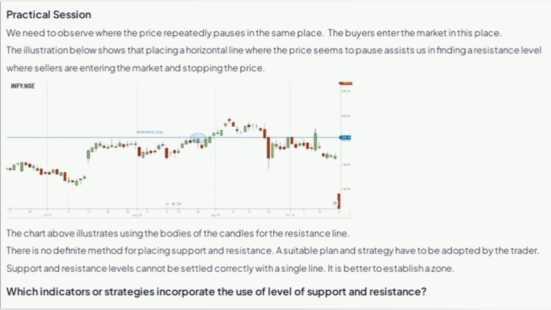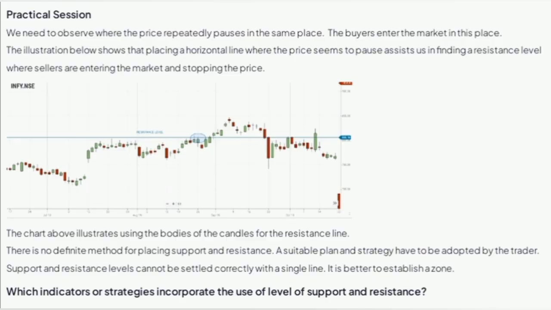The illustration below shows that placing a horizontal line where the price seems to pause assists us in finding a resistance level where sellers are entering the market and stopping the price. Practical session. The chart above illustrates using the bodies of the candles for the resistance line.